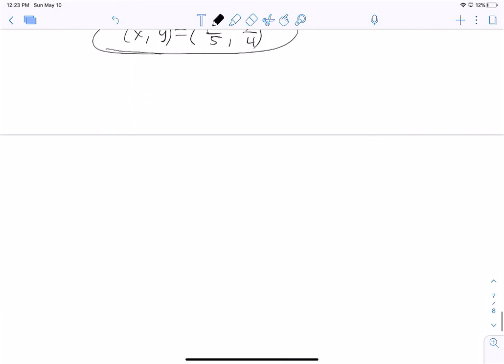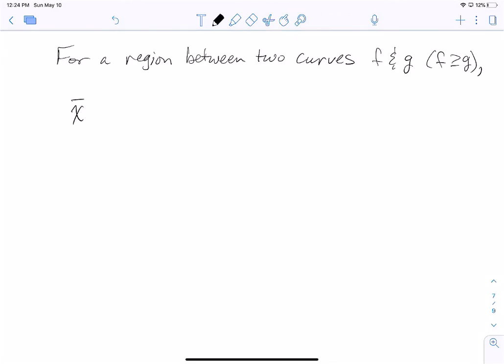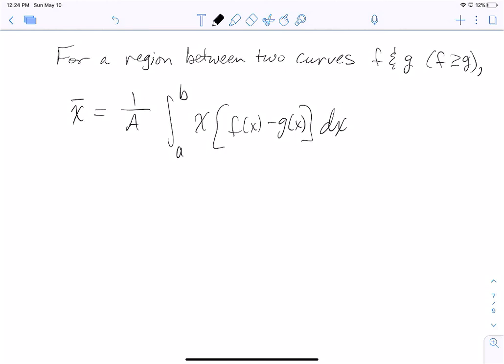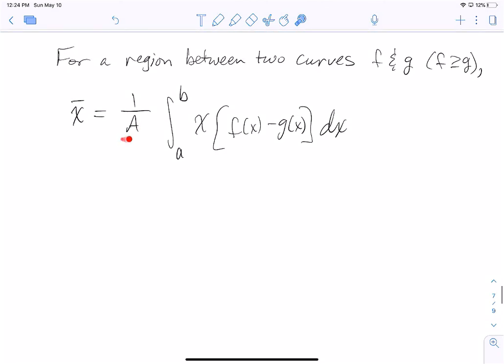Finally, if we have a region between two curves, say f and g, x bar is going to be 1 divided by the area of the integral from a to b of x times f of x minus g of x dx. 1 over the area is just what would happen if you divided by the mass and then the rho divided out, right? So you'd still need to compute the area, and you know how to do that based on the area between curves work that you did in first semester calculus.